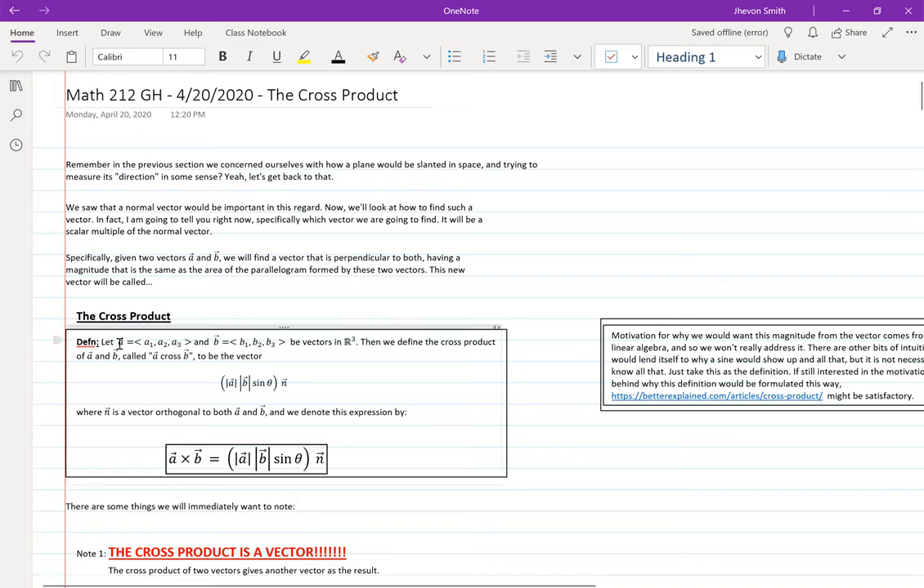So here I have two vectors, A and B. These guys are in R3. So we're going to set things up for R3 specifically, and I'll talk about other dimensions soon. We're going to define a vector that we are going to call the cross product. The cross product is going to be a vector that is orthogonal to both A and B, and it is going to have magnitude that is the area of the parallelogram formed by A and B. So if N is a normal vector, the vector we want to find is this scalar multiple of N, assuming that N is a unit normal. Okay, so I should have said it is a unit vector.